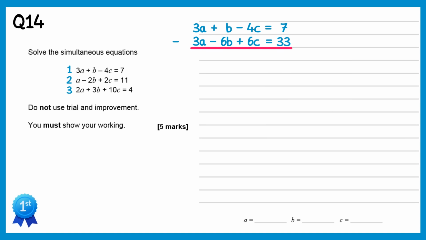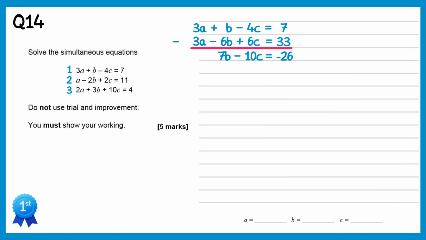Now I'll subtract these equations. 3a take 3a is 0, b take negative 6b is 7b, negative 4c take 6c is negative 10c, and 7 take 33 is negative 26.